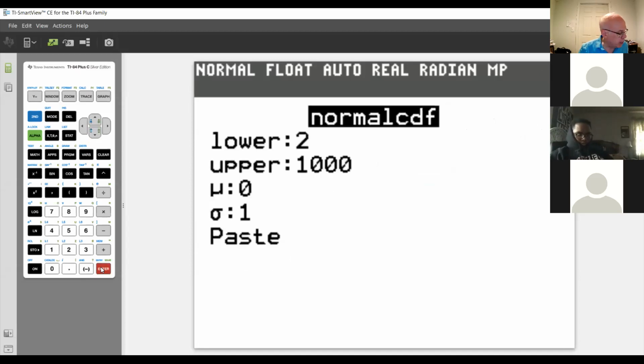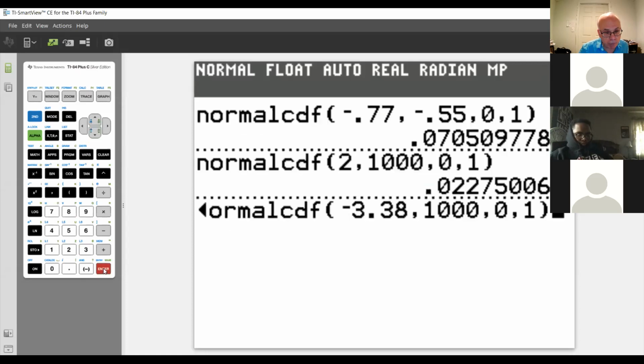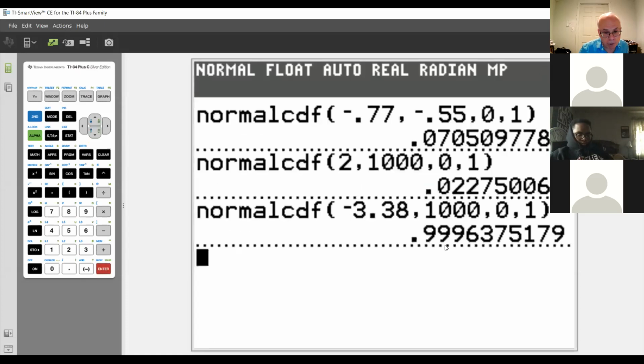All right, so again, right tail. The lower endpoint would be negative 3.38. You can keep the upper endpoint as 1,000 because it's a right tail question. You can see almost the whole curve is to the right of negative 3.38, 0.9996.